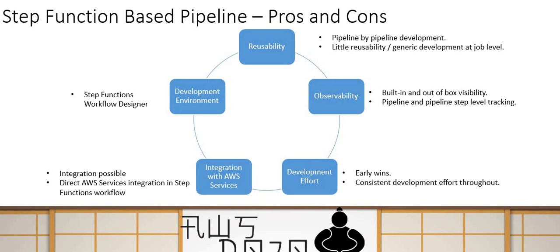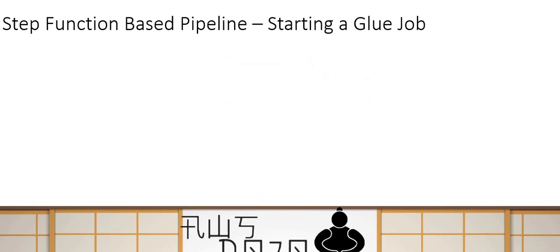So having understood these pros and cons of using Step Functions to build a pipeline, let's get started with the design part of it. So how do you start? As I mentioned earlier, when you're creating a pipeline, basically you're starting a job and starting a crawler in a certain sequence. So first, let's try to understand what it takes to start a job.